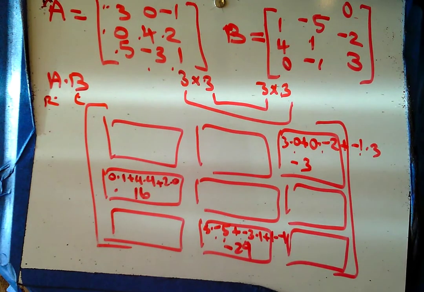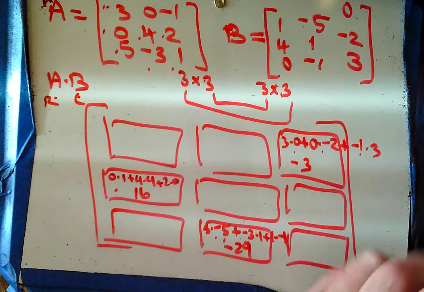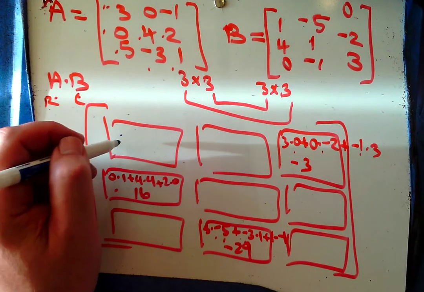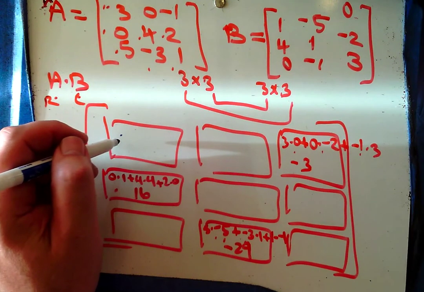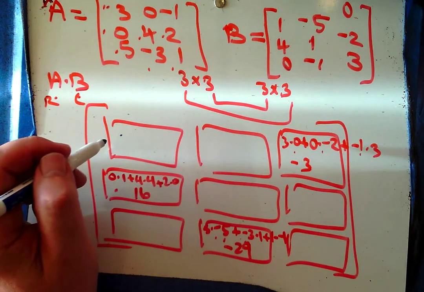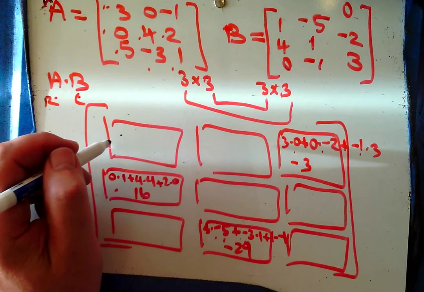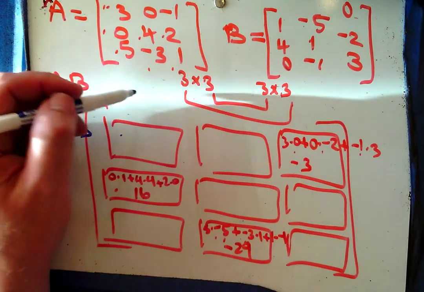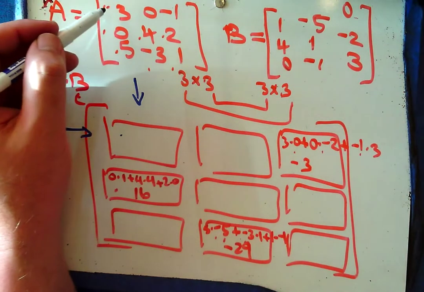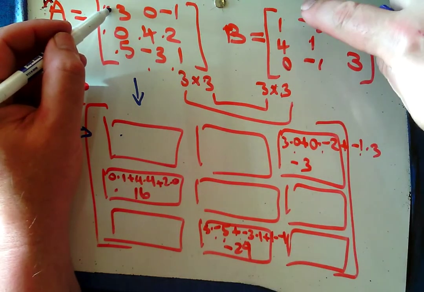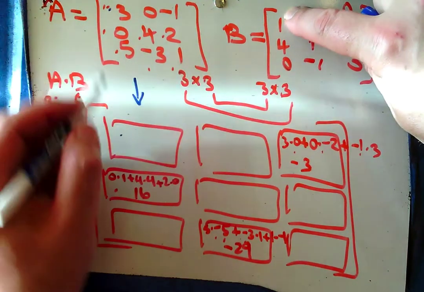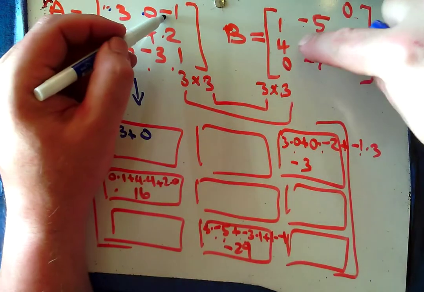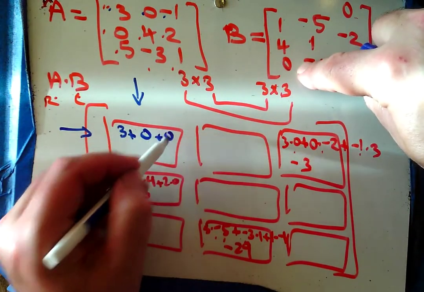Okay, well, let's fill in some other boxes. I'd like to fill in this box. Will you please find what goes in this cell here? Pause the video. Give it a try. Welcome back. This is in the top row and the first column. So I'm using top row with first column. I get 3 times 1 plus 0 times 4 plus negative 1 times 0, or 3.